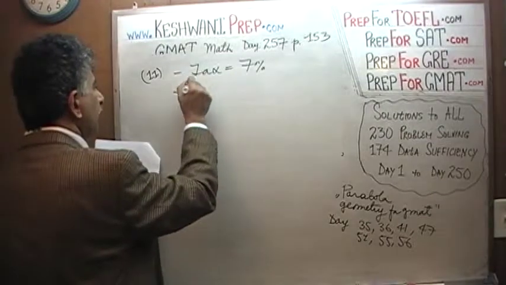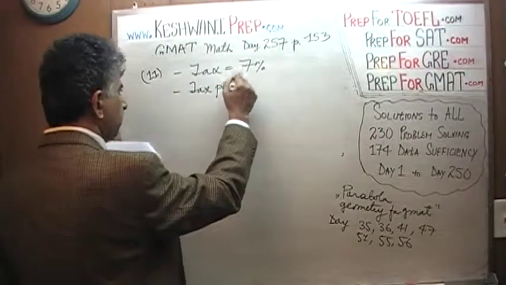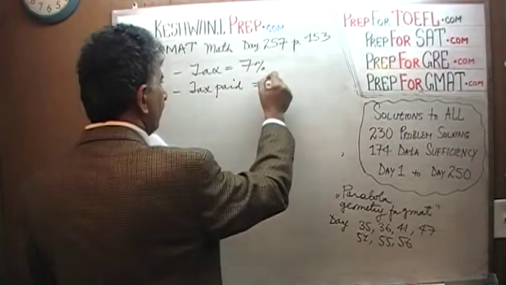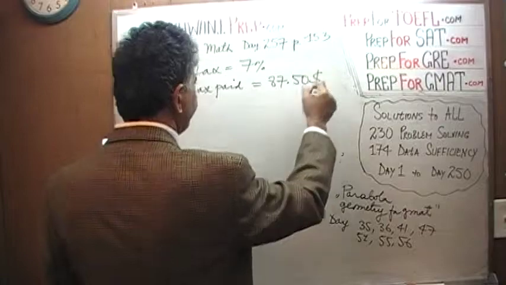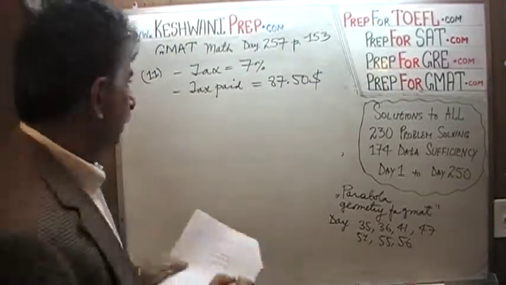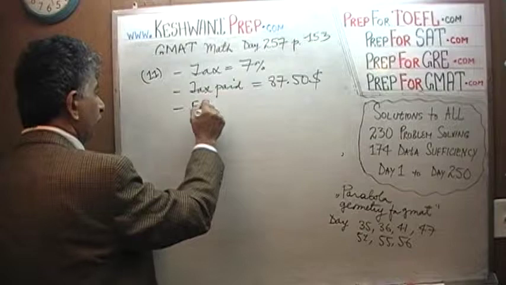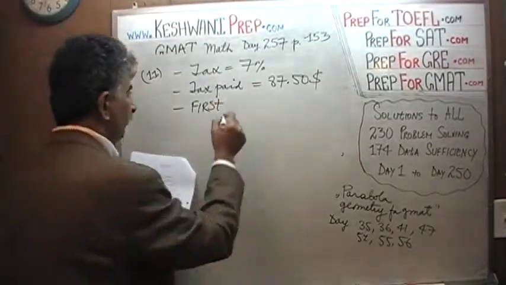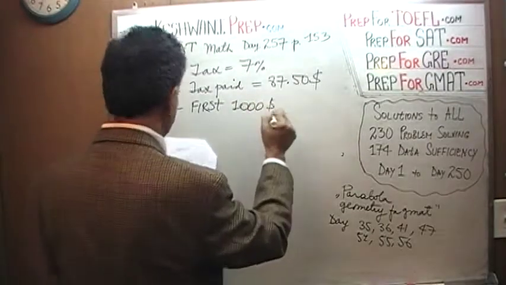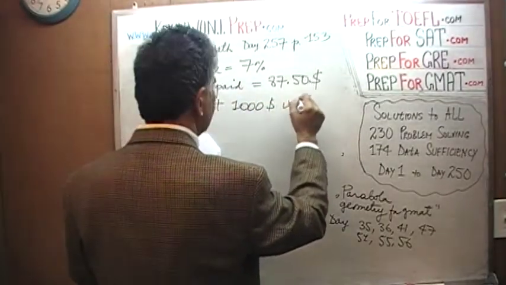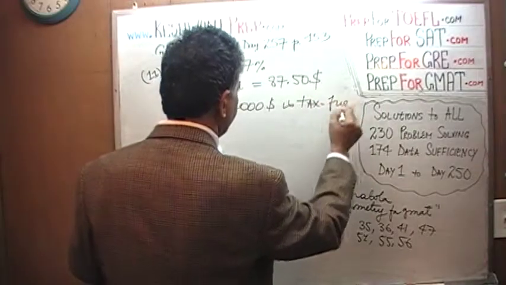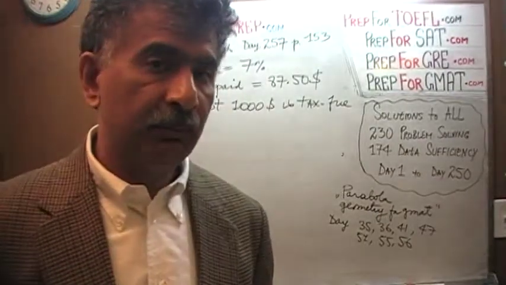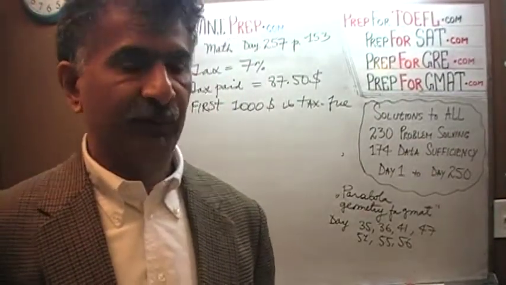We are told that we purchase a certain item on which we pay the total tax of $87.50. We are also told that in this particular state, the first $1,000 is tax-free. In this particular jurisdiction, they do not impose the sales tax on the first 1,000.